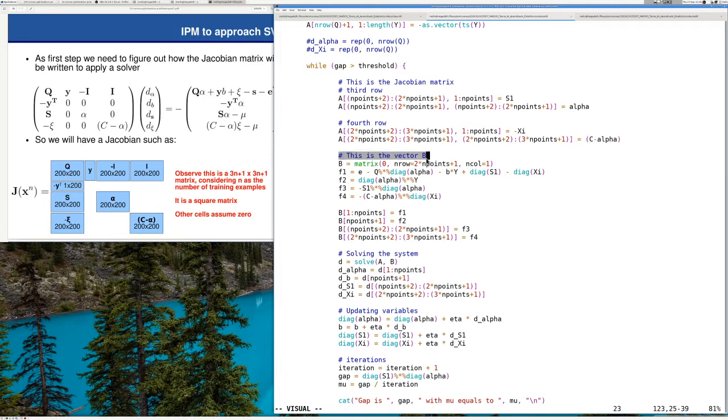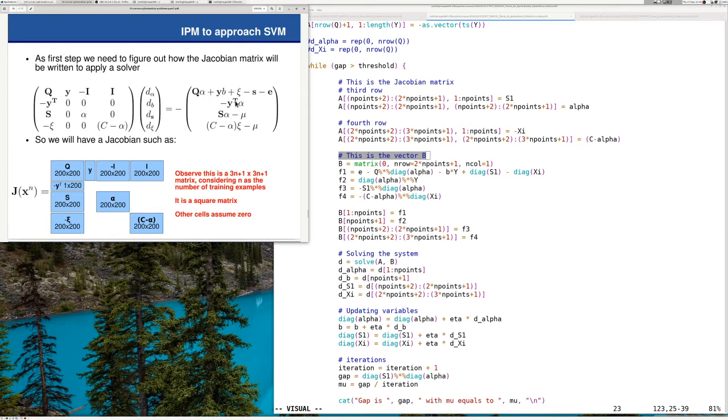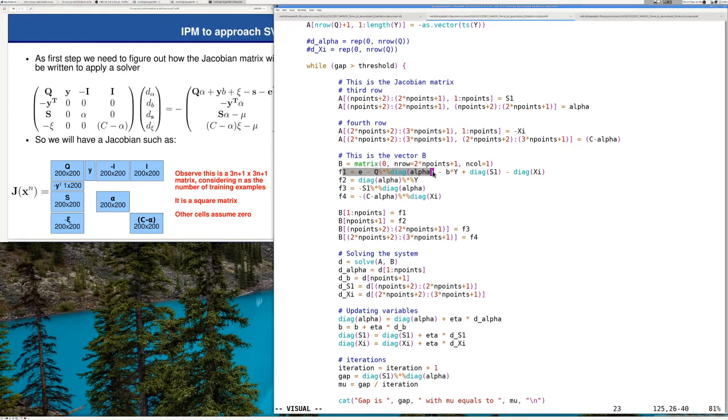This is a vector B. This is actually, I call vector B as this guy. So this guy will have, of course, at the beginning, it's going to be fed up with zeros. It's going to have 2 times 200 plus 1 rows, and the number of columns is going to be 1. Okay? And here I just defined this is going to be my F1. That's exactly what happens here. My F2, my F3, my F4. Actually, here is already minus F1, minus F2, minus F3, minus F4.